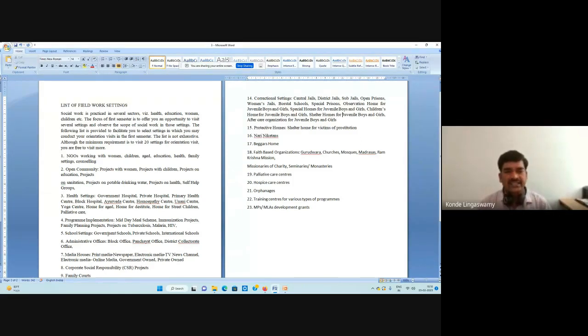First one, NGOs working with women, children, aged, education, health, family setting, and counseling. These are the organizations working with women, children, aged, education, health, family setting, and counseling. So here we can say they focus on multiple areas. Few organizations focus only on women. Few organizations focus only on children. Few organizations focus on aged.